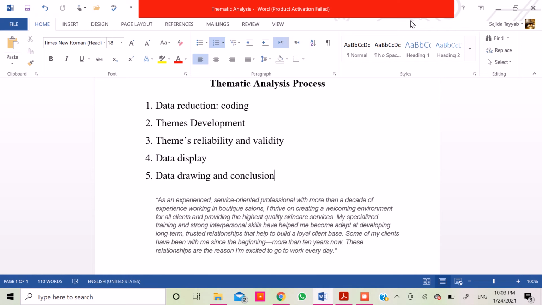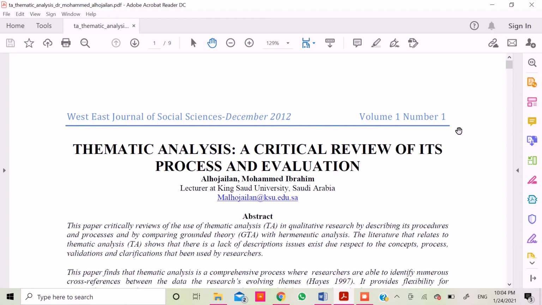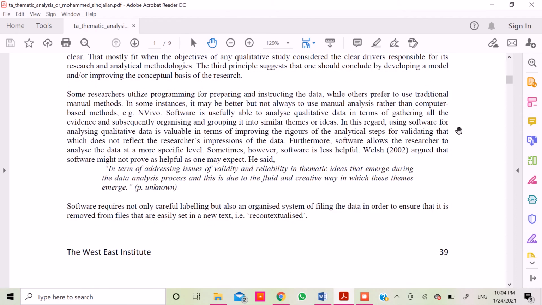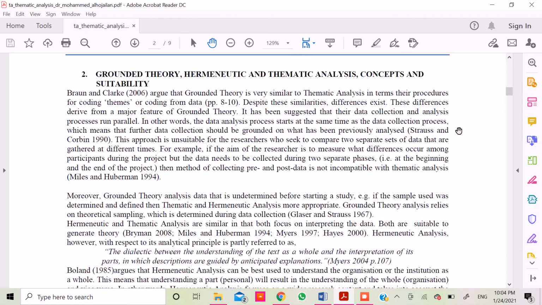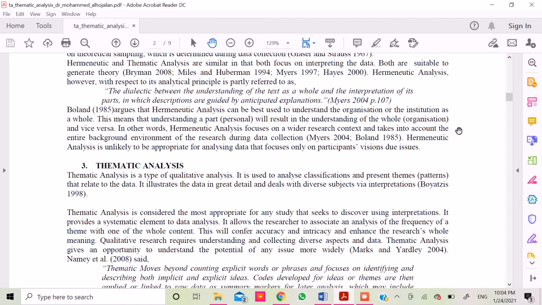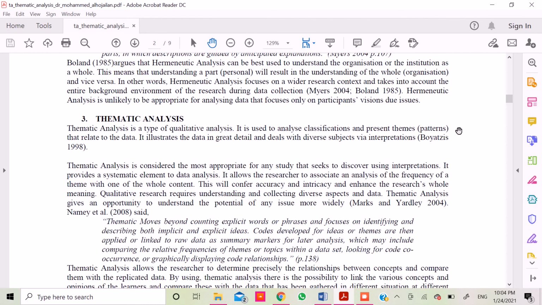Before I go ahead and explain each one of them individually, let me tell you that as a part of any other research, this video also has some kind of reference in the background, and this is the paper that I have actually taken all the information from. Those of you who are doing qualitative analysis can also read this paper if you want, but you can also just simply follow the processes that I have described from the thematic analysis process.